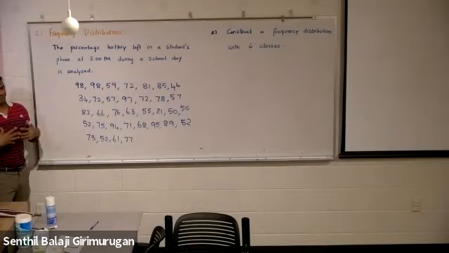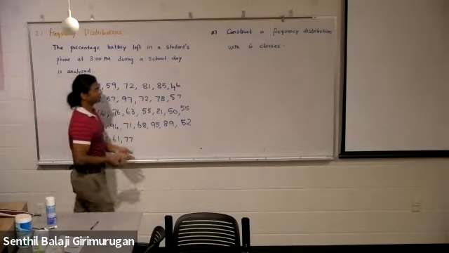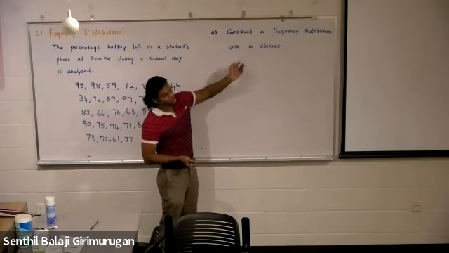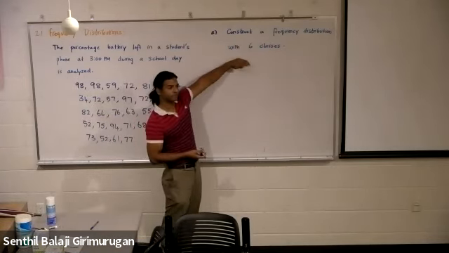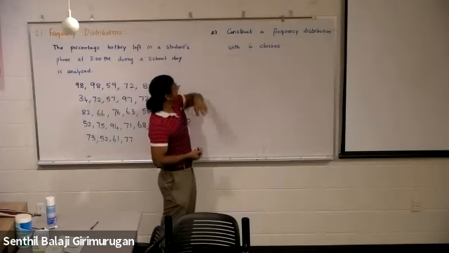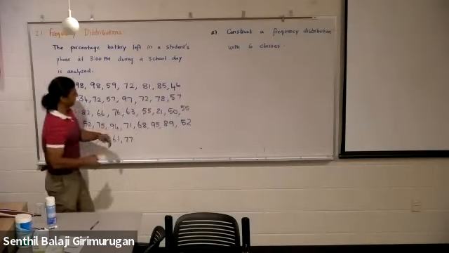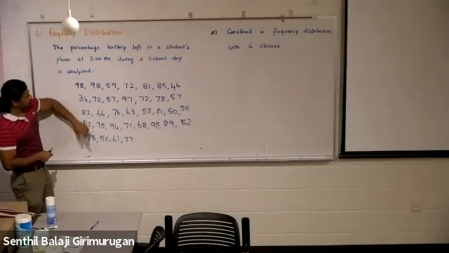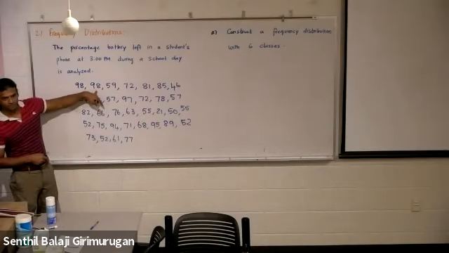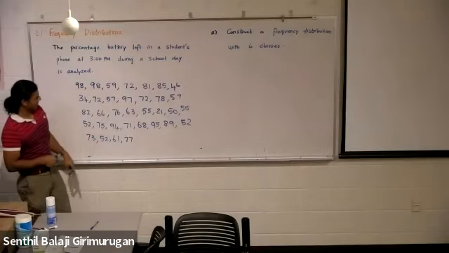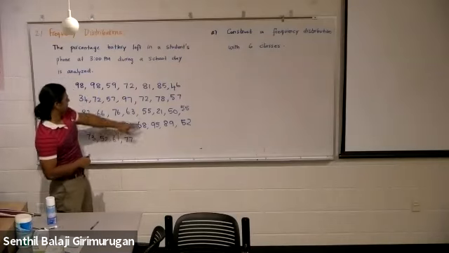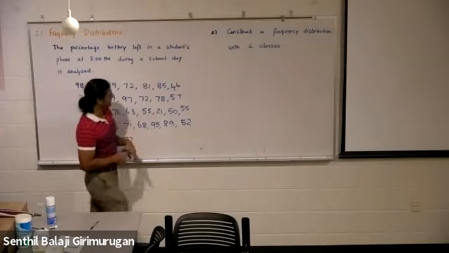In practice, we're not going to sit and create this manually. Things are done using computers. But we do have to understand what a frequency distribution is about. So the process is easy. You start by looking at the maximum value, which is 98. And then you look at the minimum value, which is 21, I believe.